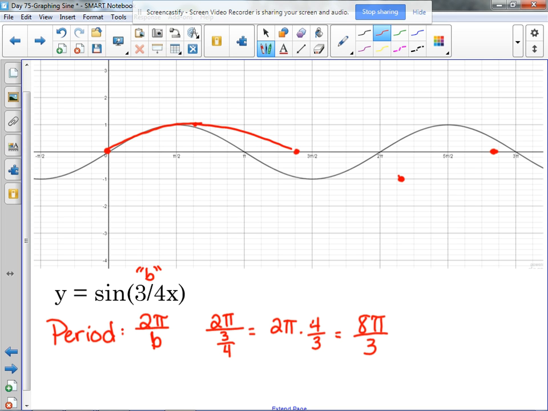So it really stretches out our function here. That's one complete period of this sine function, the sine of 3/4 x. It pulls it out this way. So 2 pi divided by that number with the variable gives you the new period.